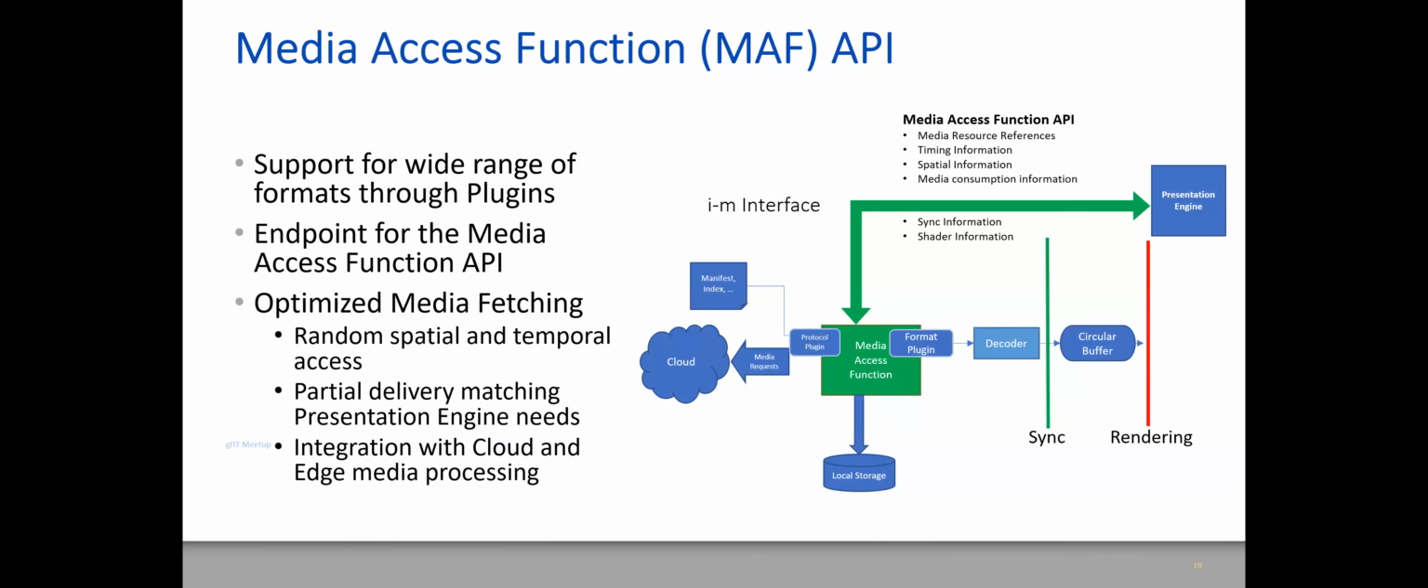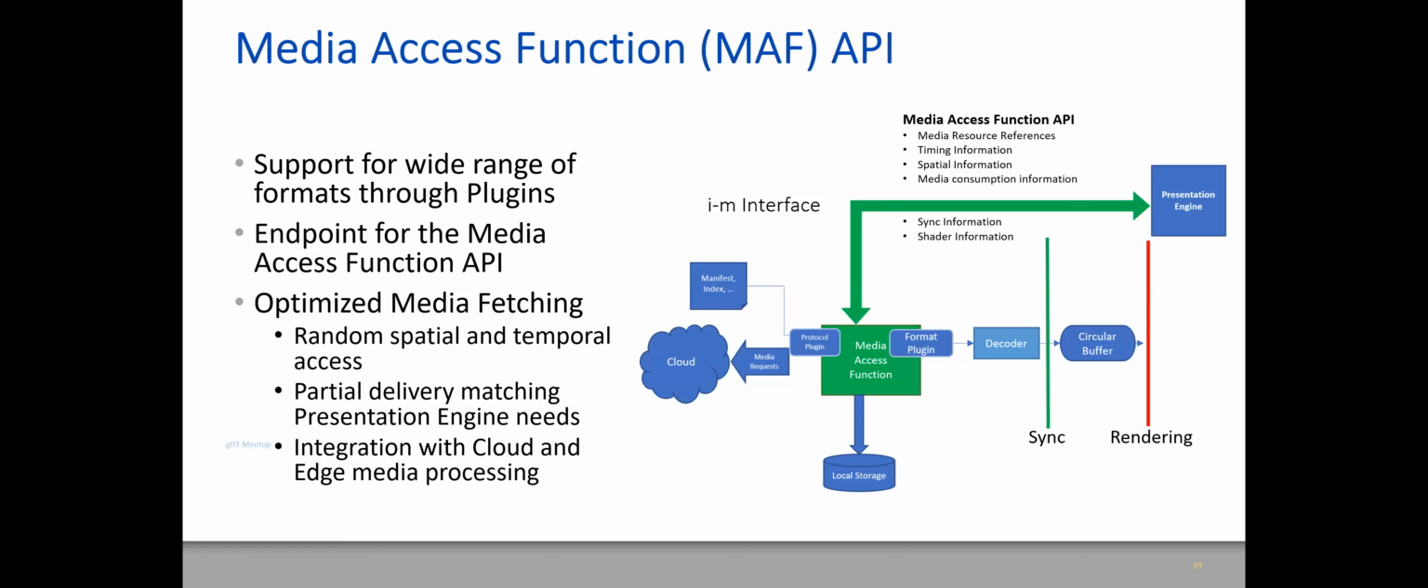The media access function API plays another role in optimizing the media access. We have to keep in mind, if we keep this analogy to the web, you're targeting millions, maybe billions of devices that have different capabilities and different access technologies to the network. Some are using Wi-Fi, others are using 5G and so on. And you want to optimize the media delivery to these devices.